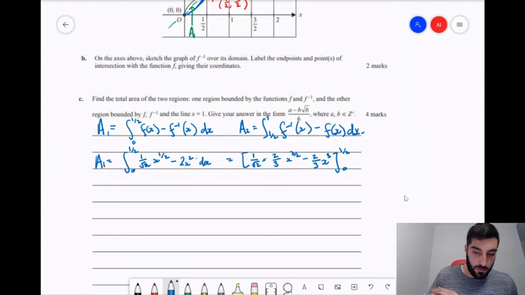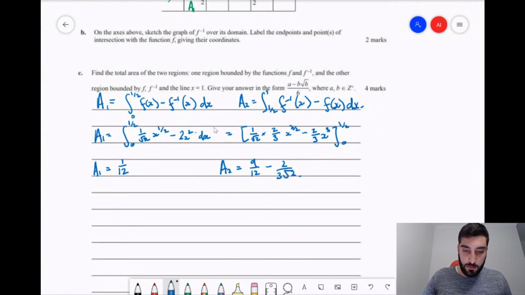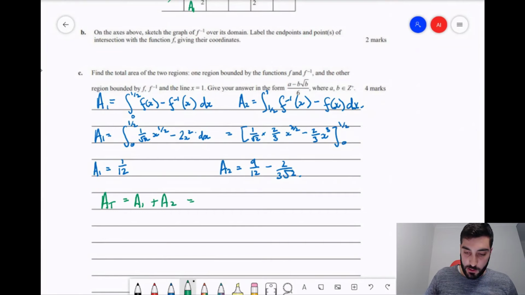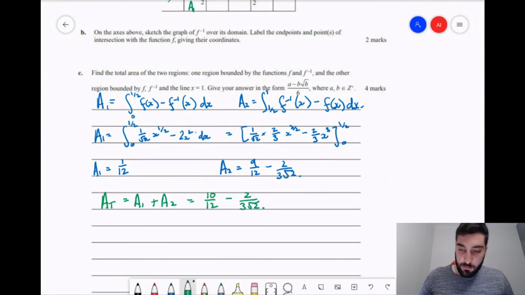If you do that all correctly, the answers that I got for A1 and A2 when defined like this: for A1, I got 1 on 12. A2, I had 9 on 12 minus 2 on 3 root 2. So the total area, which is what it's asking for, A_T, is equal to A1 plus A2. You can see 1 on 12 plus 9 on 12 would be 10 on 12 minus 2 on 3 root 2. But it's asked us to express the answer in this particular form here.